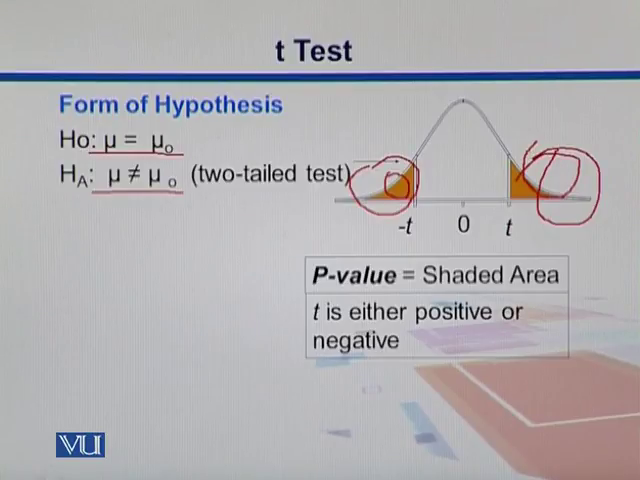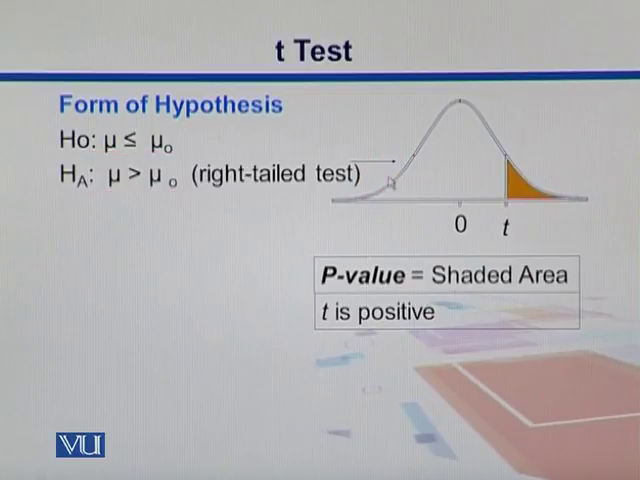The p-value is the probability of finding this number in these tails, in the shaded area. So here t can be either a positive number or a negative number. We will do that in the examples and then it will be more clear to you. Sometimes our interest is to find a big number as compared to some given mean, that is mu naught. In that case our alternative is mu is greater than mu naught. So we are testing towards this right tail.